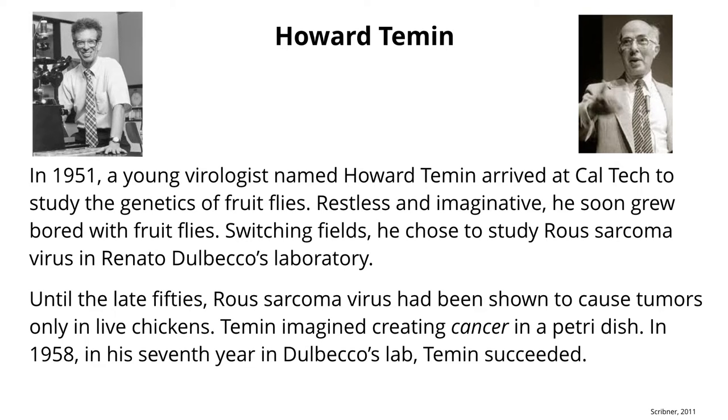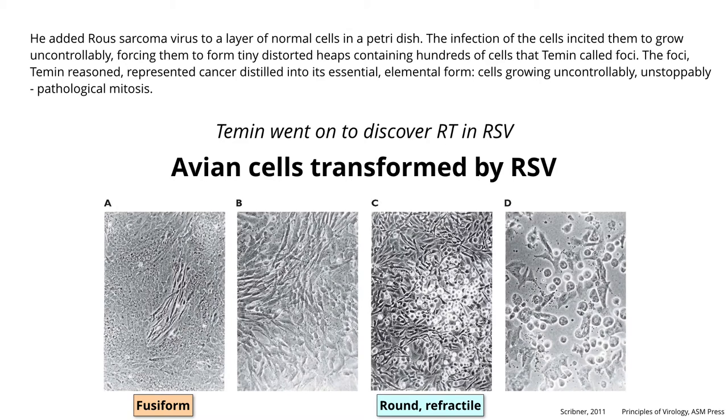And at this point in time, cell culture had just been developed. Up until the 50s, we could not grow cells in culture. So Dulbecco says, study this virus in cells. Up until the 50s, the virus had only been shown to cause tumors in chickens. But Temin said, I want to do this in a petri dish. So after 7 years, he succeeded in infecting cells in culture and making them transform.